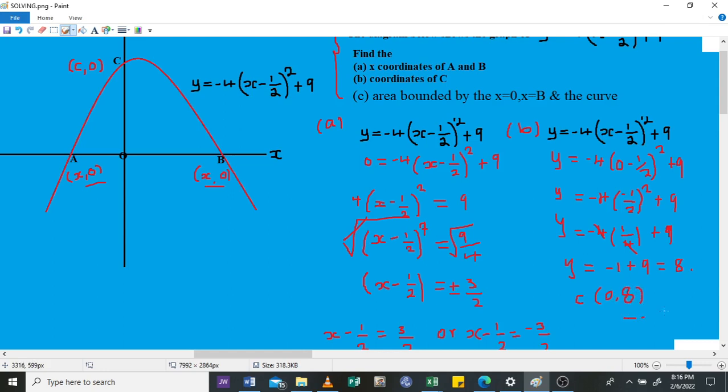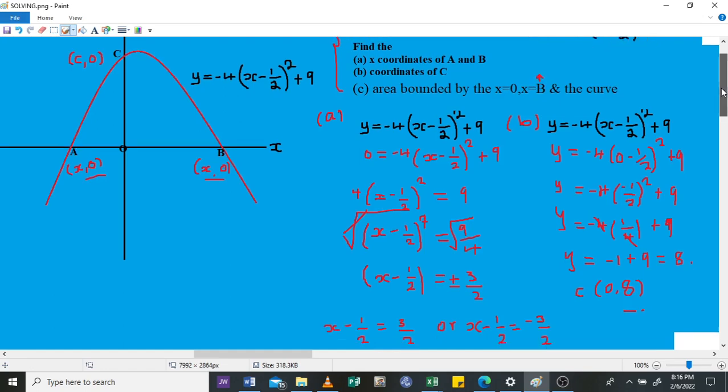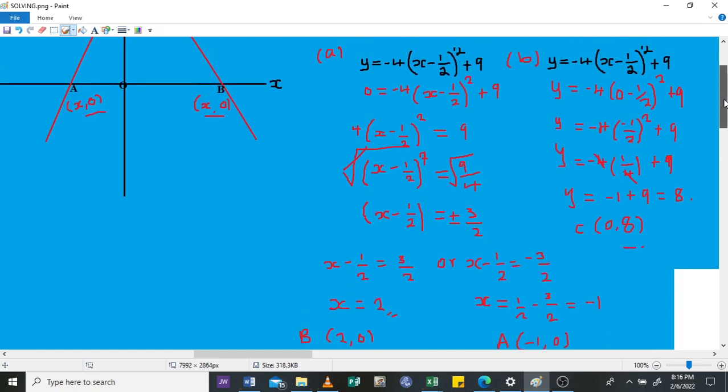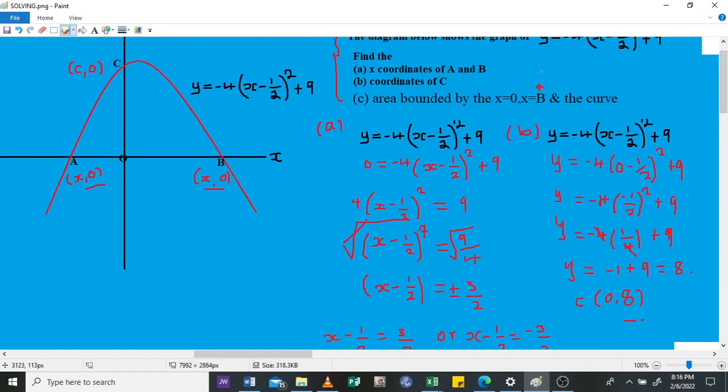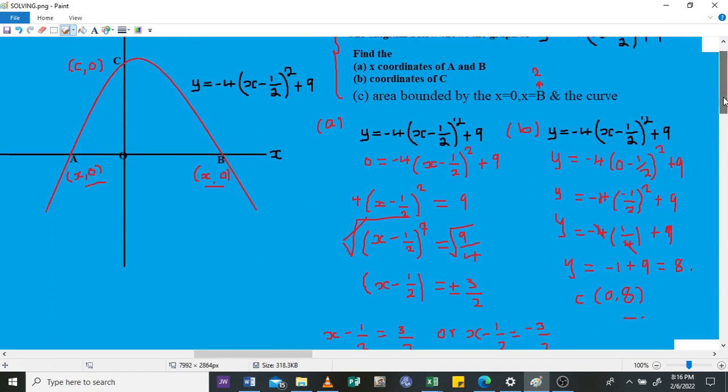Okay, cool. So we have solved question A and question B. Now let's go to question C. We want to find the area bounded by the curve, x equal to 0 and B. By now we know what B is. The x coordinate of B we have found to be 2. So since we know that, now we can solve the area.